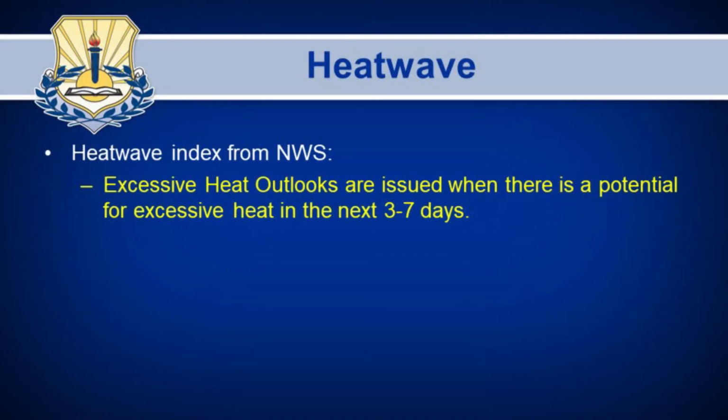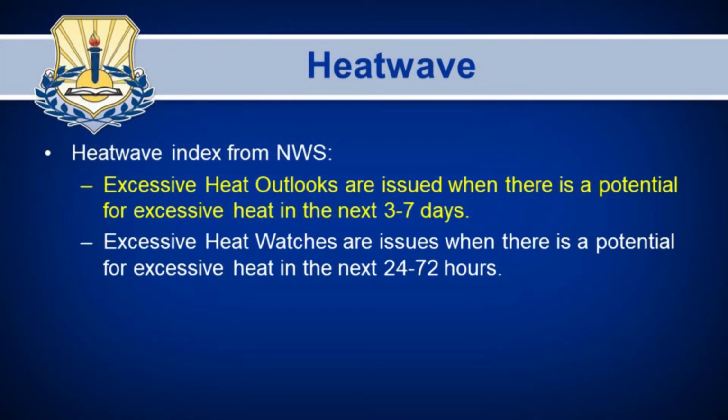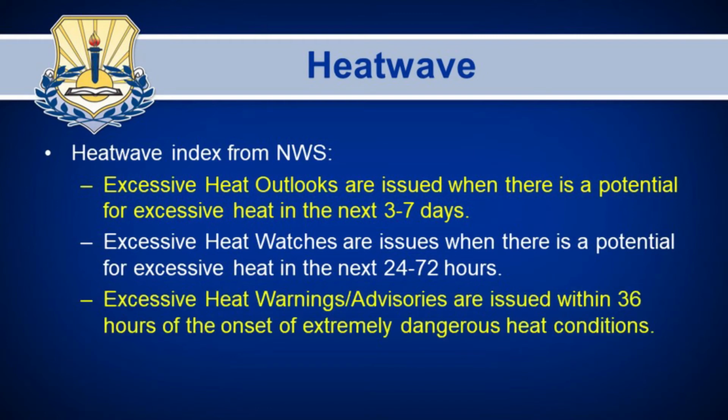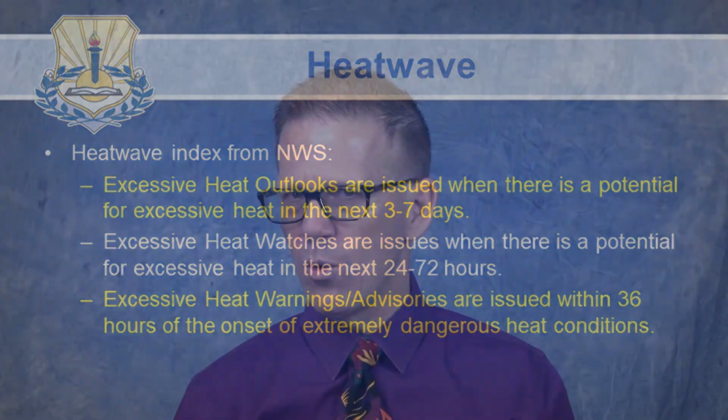Excessive heat wave watches are now issued when there's going to be a potential for excessive heat wave within the next 24 to 72 hours, much like a wind advisory that may be posted or a freezing rain advisory within the next 24 to 72 hours. The same thing is going to be applicable to heat waves. And then excessive heat warning advisories are going to be issued within 36 hours of the onset of extremely dangerous heat conditions.